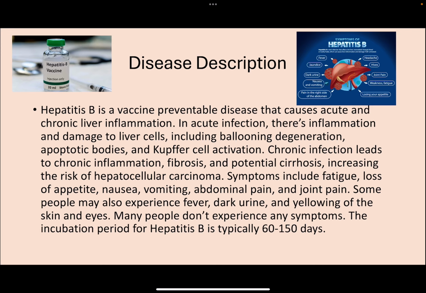In the top left corner, I have a picture of a hepatitis B vaccine. In the top right corner, I have a diagram with some symptoms of hepatitis B. The symptoms listed are fever, jaundice, dark urine, nausea and vomiting, pain in the right side of the abdomen, a headache, hives, joint pain, weakness or fatigue, and losing your appetite.